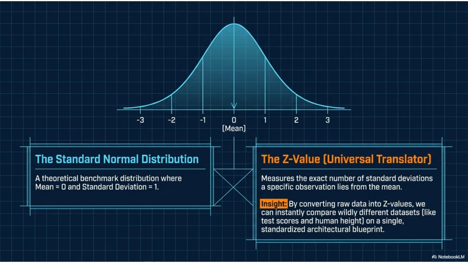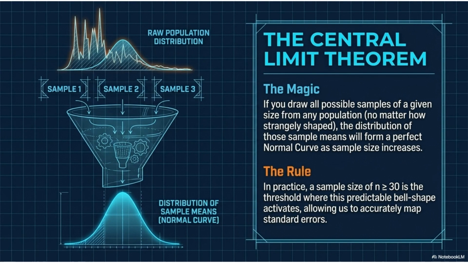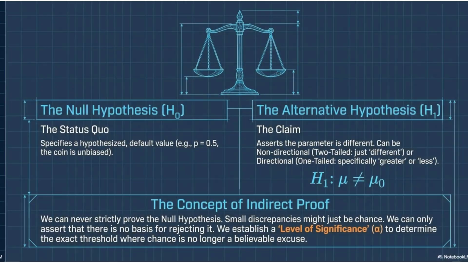The z-value is the universal translator, measuring the exact number of standard deviations an observation lies from the mean. The Central Limit Theorem is fundamental. The magic is that if you draw all possible samples of a given size, the distribution of those sample means will form a perfect normal curve as the sample size increases, typically for n greater than or equal to 30.